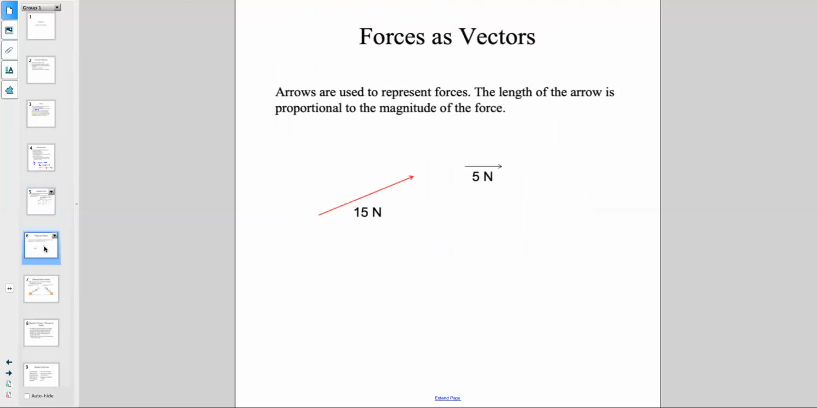As I said, force is a vector, so we have to draw an arrow, for example, to define and show that vector. Arrows are used to represent forces. The length of the arrow is proportional to the magnitude of that force. If you have a 5 Newton force here, for example, and then you have 15, the 15 is approximately 3 times longer than the 5 Newton. So when you're drawing a force, it's important to have the right proportion for them.